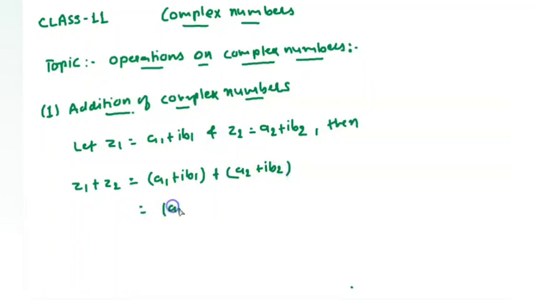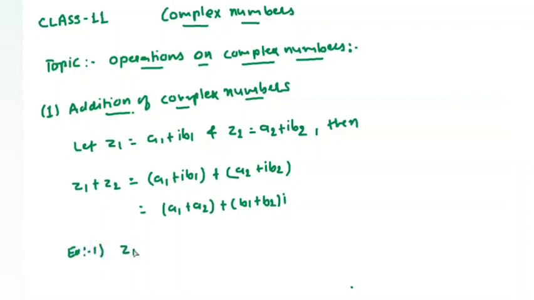Here we are going to add real part with real part, so A1 and A2 are the real parts of the numbers Z1 and Z2 respectively, plus imaginary part with imaginary part, so B1 plus B2, and i will be written outside the bracket. So we have Z1 plus Z2 is equal to A1 plus A2 plus i into B1 plus B2. Let us consider one example.